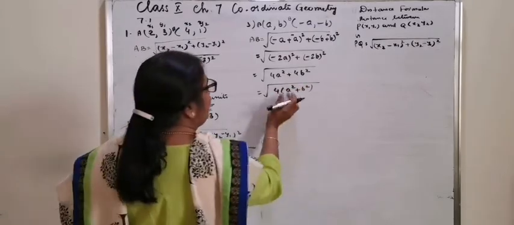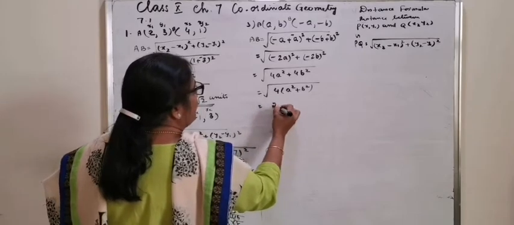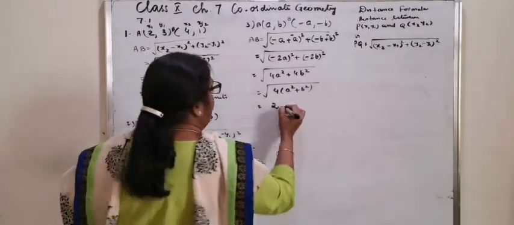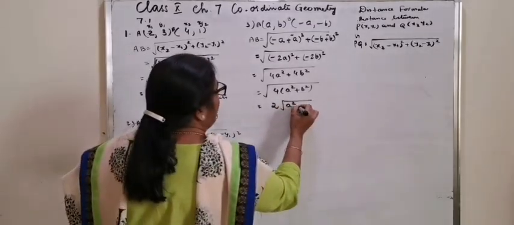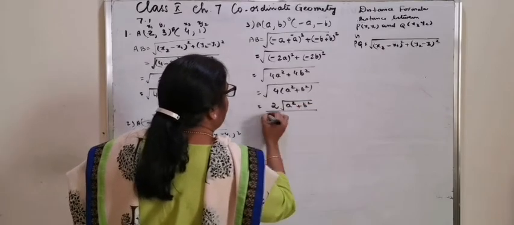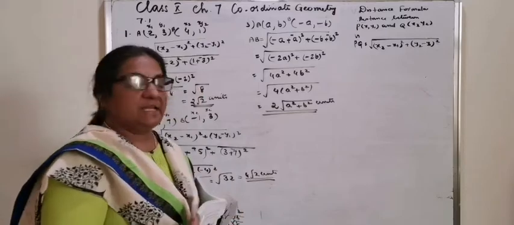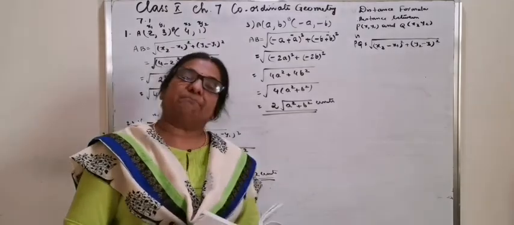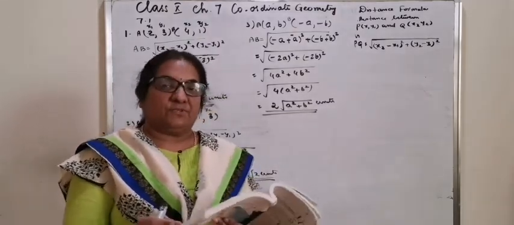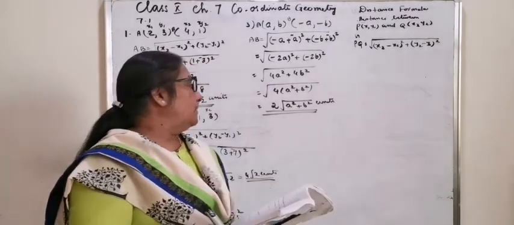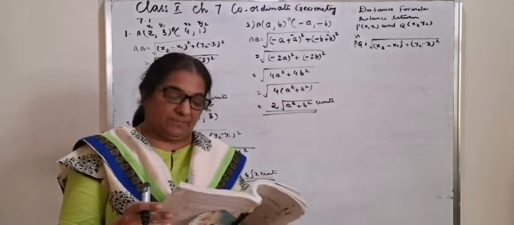Since multiplication is involved here, square root 4 is 2 and square root of A square plus B square. Further simplification is not possible. Leave it as square root of A square plus B square. So the final answer is 2 square root of A square plus B square.